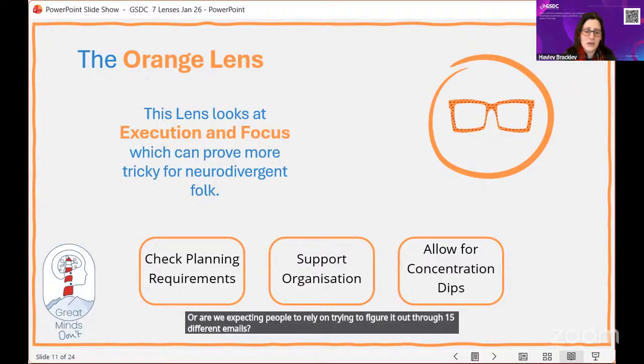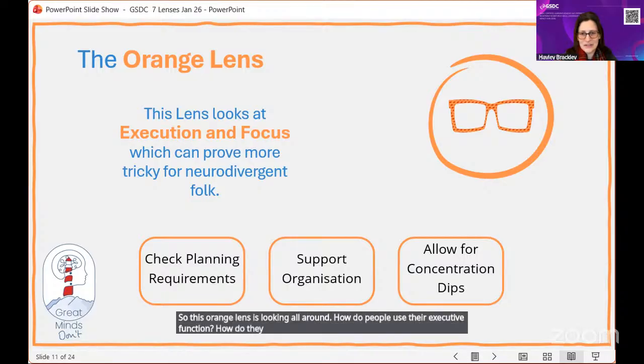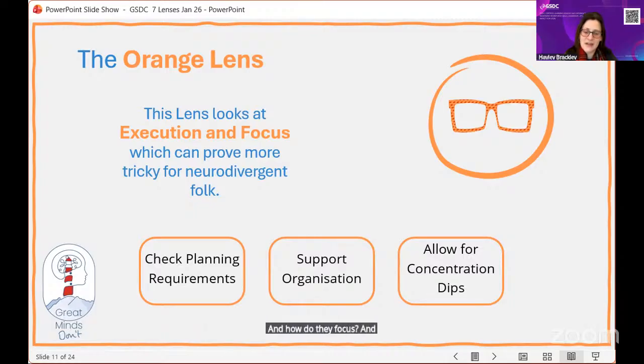Are we thinking about concentration dips? Are we allowing for that? Are we creating hooks that just bring people back in for engagement? So this orange lens is looking all around. How do people use their executive function? How do they execute the task at hand? And how do they focus? And how do we create a space that makes it easier for those things to happen?